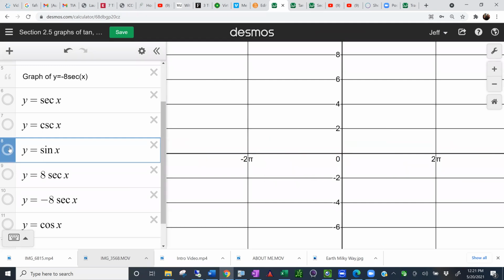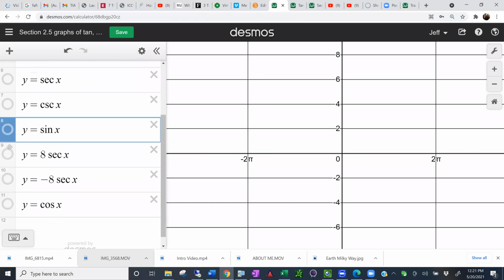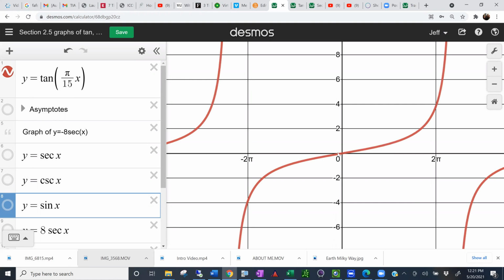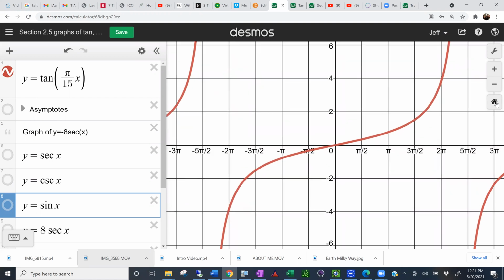So let's shut this off, and we're going to go up here and graph the tangent of pi/15 times x. So I'll turn that one on. And I'm going to zoom out. I'm just going to hit the home button to help zoom out. That gives me a default kind of zoom. And that didn't zoom out. It actually zoomed in a little bit. So let me zoom out.